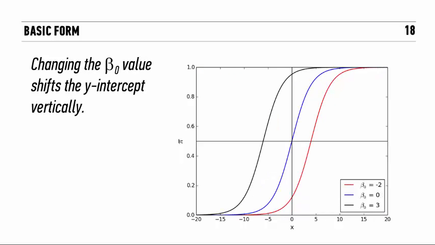So if you change the beta naught value, the intercept value, in a very similar way to the way it would change a linear regression, it also changes this logistic regression. It shifts the y-intercept either up or down. As you decrease your beta naught value, you decrease your y-intercept. So this beta naught value is -2, and so you can see that's much lower. And the black beta naught value is 3, and so you can see that's much higher than before. So depending on where your beta naught value is, that's going to affect where your y-intercept is.